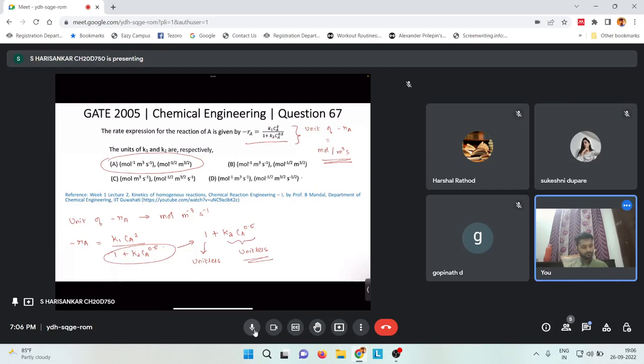Okay. So Harshal, is this clear? Sir, how to identify whether a term is unitless or has units in the denominator?